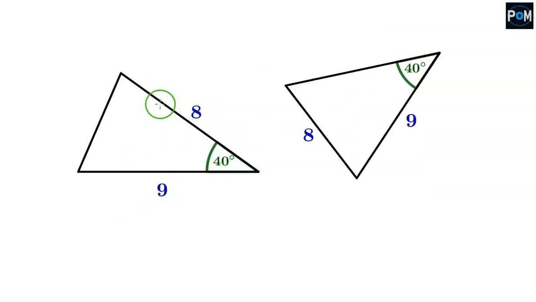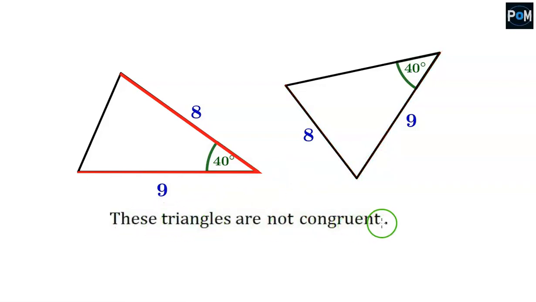Looking at the first triangle, we have a setup like this. There's a side of 9, a side of 8, and an angle between them of 40 degrees. So we have this compact arrangement. And in the other triangle, we also have a side 8 and a side 9, but a 40-degree angle isn't included between these two sides at all. If there were a 40-degree angle here, these triangles would be congruent. But in this case, these two triangles are not congruent.